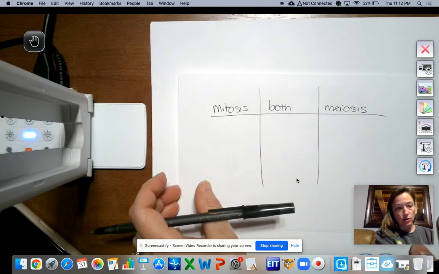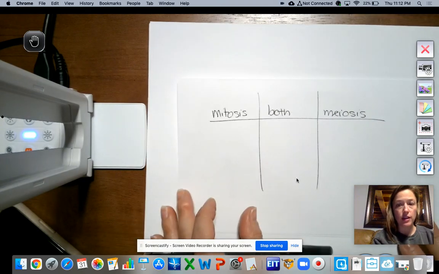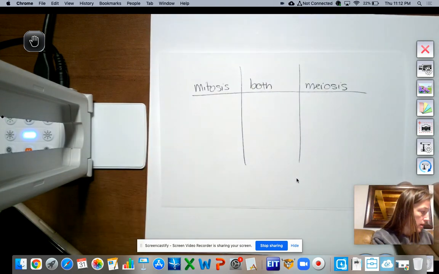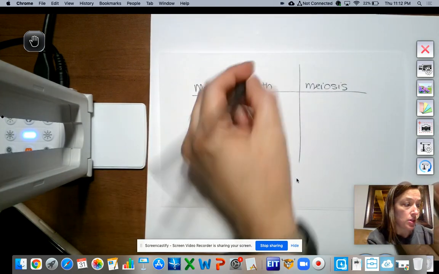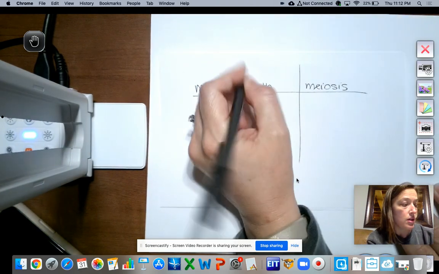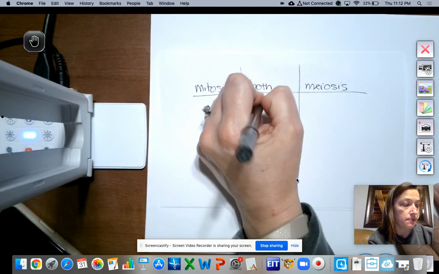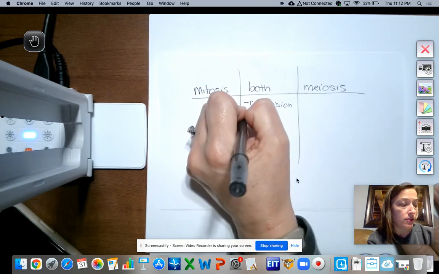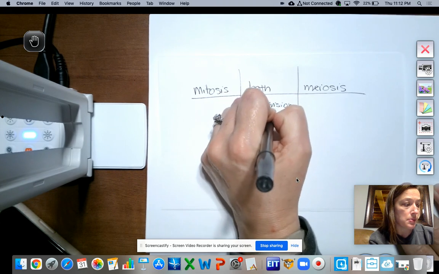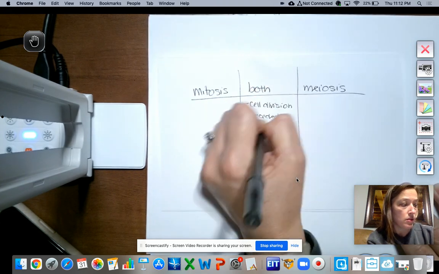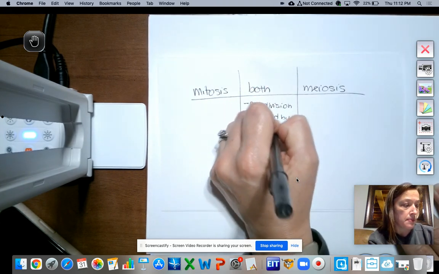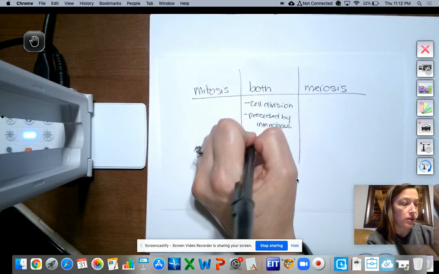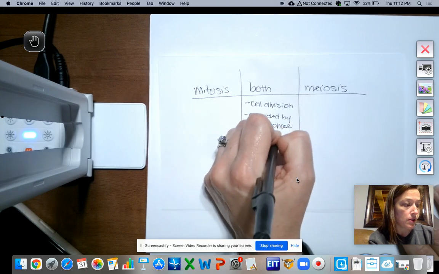All right, so here we have a quick video to go over the similarities and differences of mitosis and meiosis. So the first thing we want to talk about is they both are types of cell division. They are both preceded by interphase, meaning interphase comes before. And they both are followed by cytokinesis.